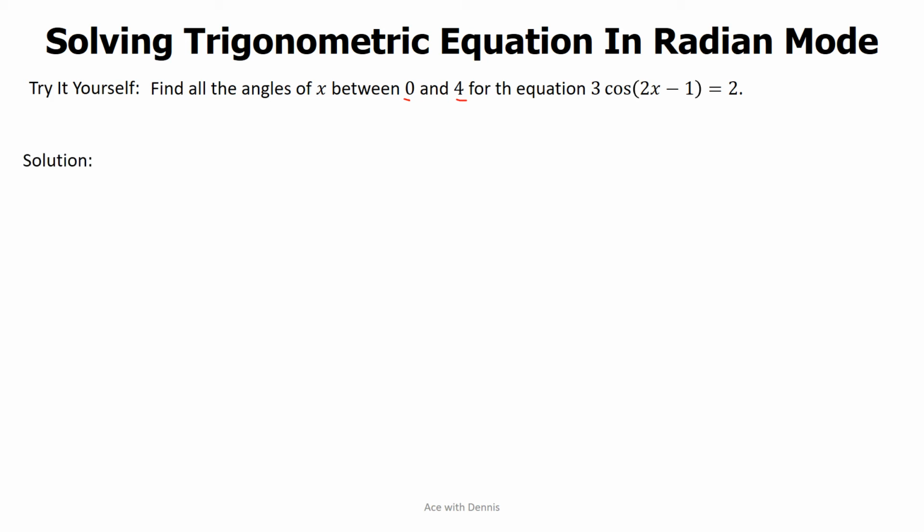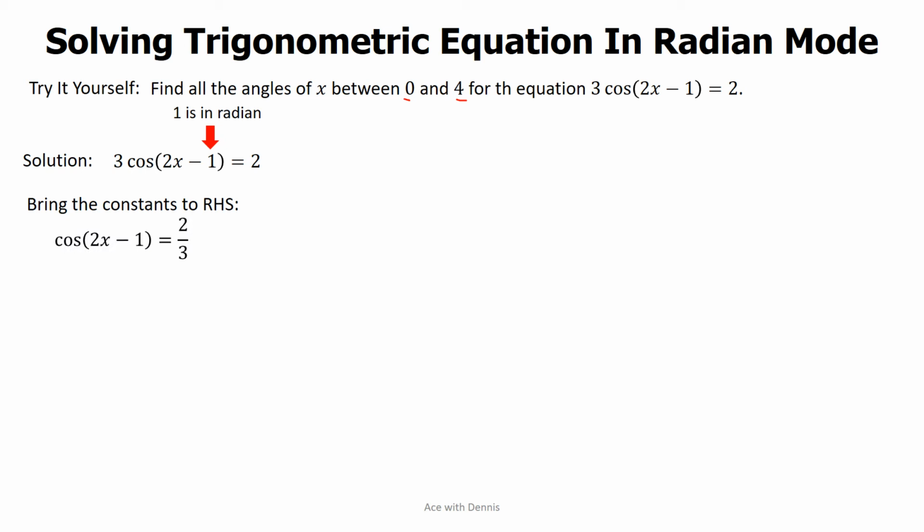Okay, now let's look at the solution. Given the equation 3 cosine (2x minus 1) equals 2. Notice that the 1 is in radian. Don't treat it as 1 degree. Bring the constant to the right hand side. For this case, it will become cosine (2x minus 1) equals 2 over 3.